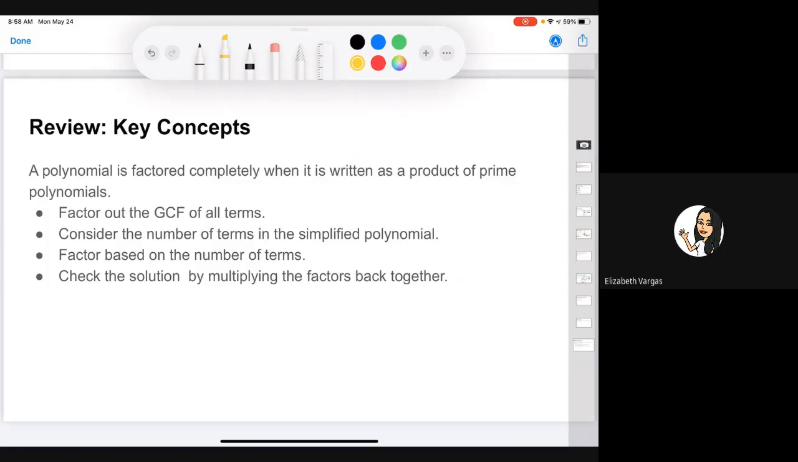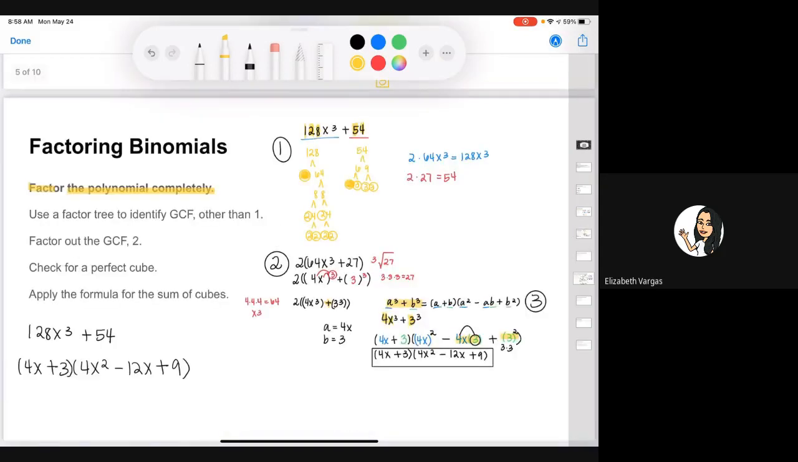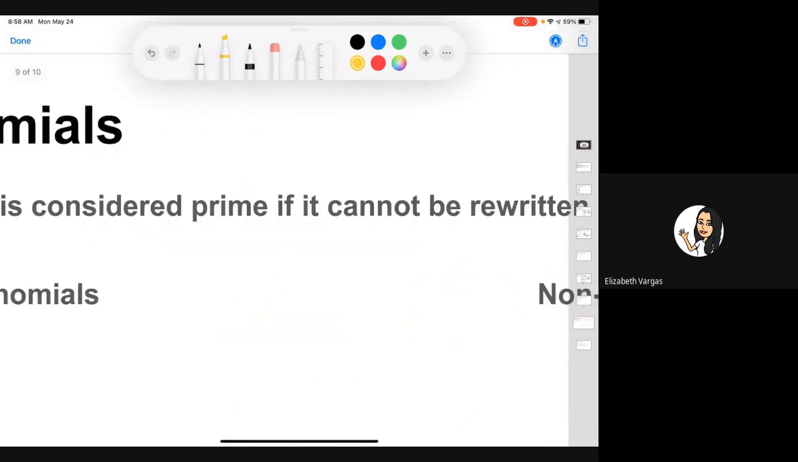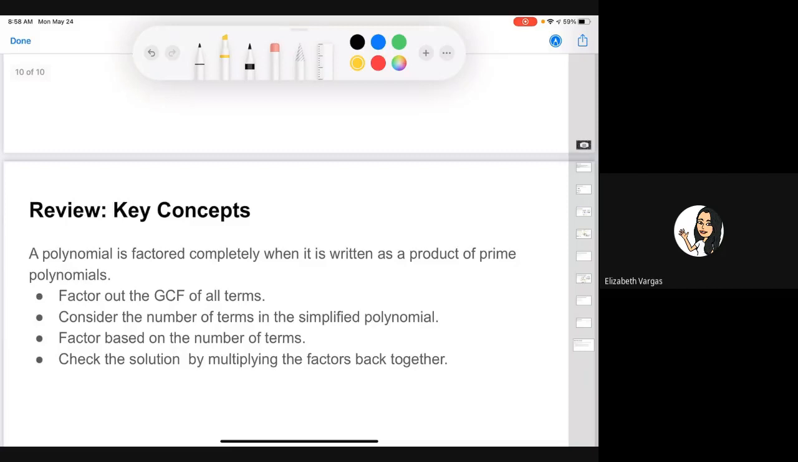All right, so a polynomial is factored completely when it is written as a product of prime polynomials. Once you get it to the very smallest form, that is when you're factoring completely. The first thing you want to do is see if you can factor out the greatest common factor of all terms. So for example, here we can take out 5x squared from all terms. That's the greatest common factor.